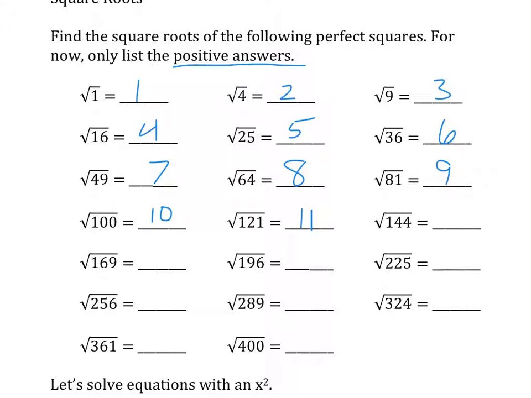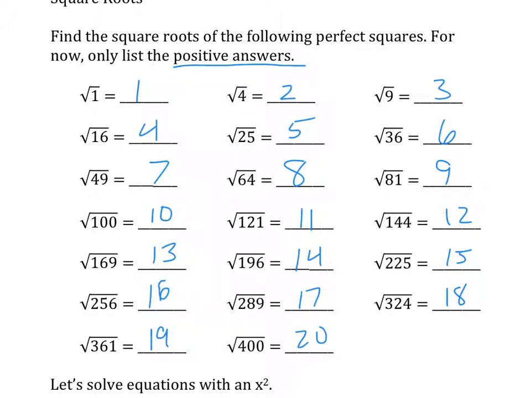square root of 144 is 12, square root of 169 is 13, square root of 196 is 14, square root of 225 is 15, square root of 256 is 16, square root of 289 is 17, square root of 324 is 18, square root of 361 is 19, and square root of 400 is 20.